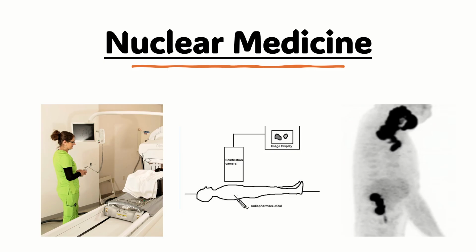At the bottom of the screen, there are three images showing parts of the nuclear medicine imaging process. In image 1 on the left, you see a nuclear medicine technologist preparing the imaging equipment for a scan. Before the scan, the patient is given a radiopharmaceutical. There is then a waiting period to allow the tracer to localize in the body.